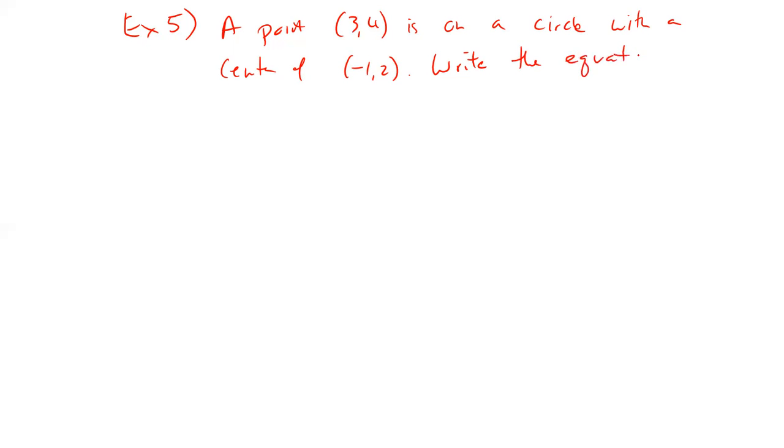Of a circle. So I know a point, it's called (3, 4). I know it's on the circle. I know the center of the circle is at (-2, 3). So the question is, can I write the equation of that circle? So find r, as in, find r probably.